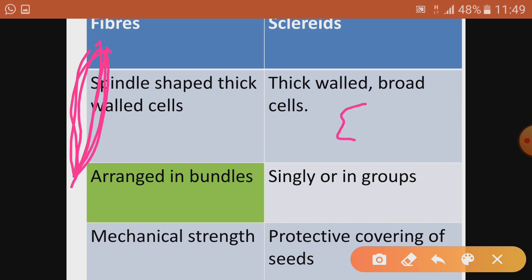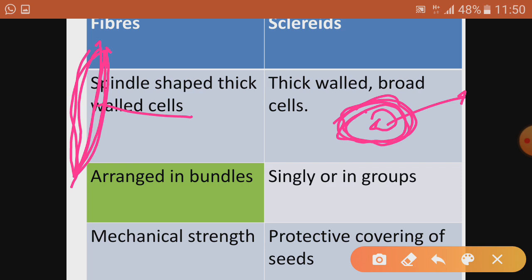Sclerids are like this, broad, and they have also got lignin around them. So, this is the lignin which is present around them, and here no protoplasm. Here also no protoplasm, means inside no living content of the cell is present, no cytoplasm, no nucleus, because they are dead cells. They just provide the mechanical strength at places in the plant.